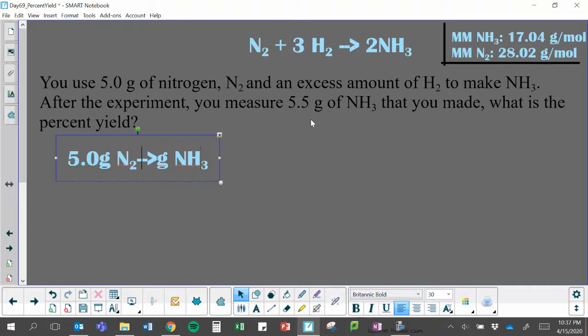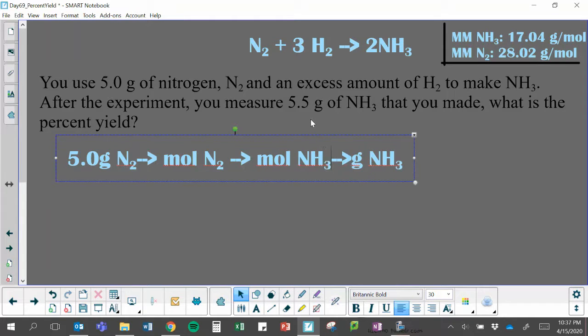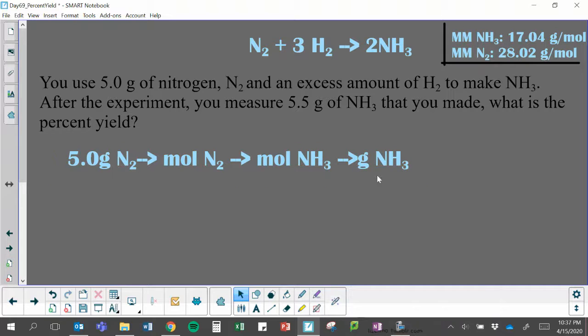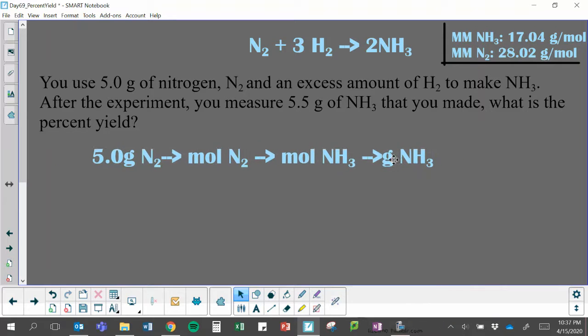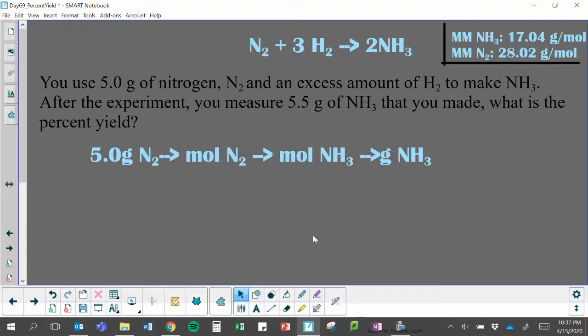So just like we've done before, if we are starting in grams of something, we have to first convert to moles of that thing, then we can convert to moles of our other thing, and then we can finally convert into grams of our last thing. So this is our pathway that we're going to follow.